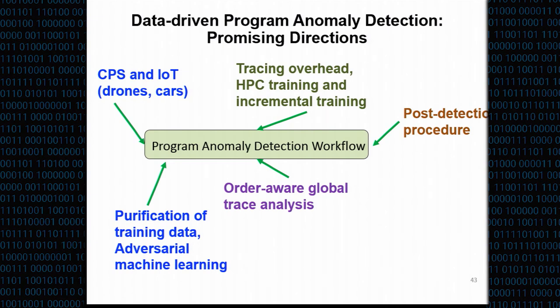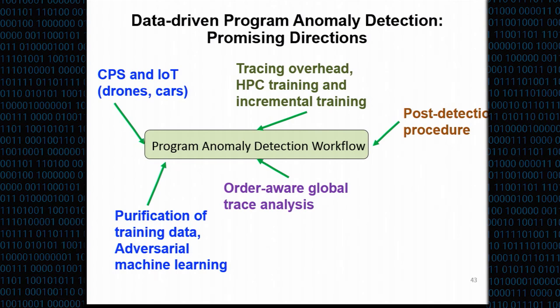Tracing overhead, hidden Markov model, a lot of the training takes a long time. How can this incremental training, incremental clustering, incremental one-class SVM work? I don't think this exists, but a lot of this needs to be looked into, because the program does not stay static. It gets updated all the time, and the behavior changes. How can you update your model? And use high-performance computing facilities, how can you make it faster?